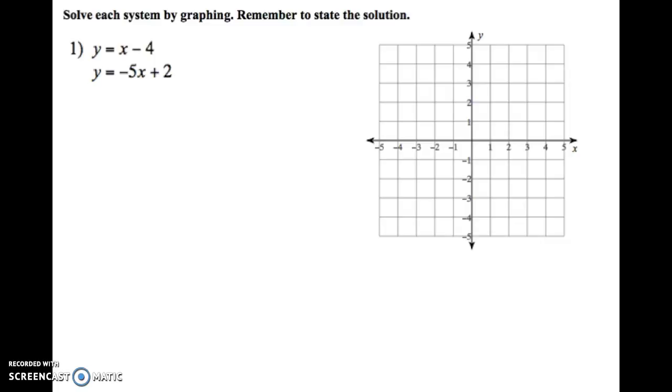Hi there, we're working on the Algebra 2 Unit 3 test review. We're looking at problems 1 and 2 where we are solving systems of linear equations, and we're going to solve them by graphing.